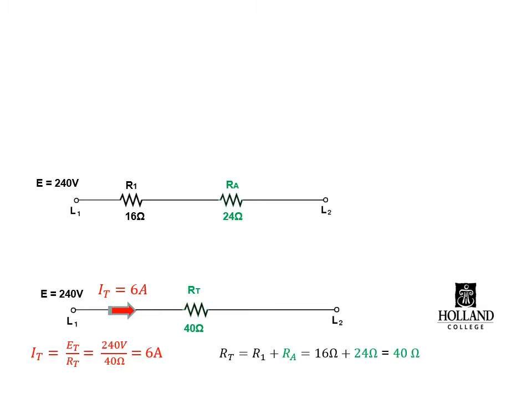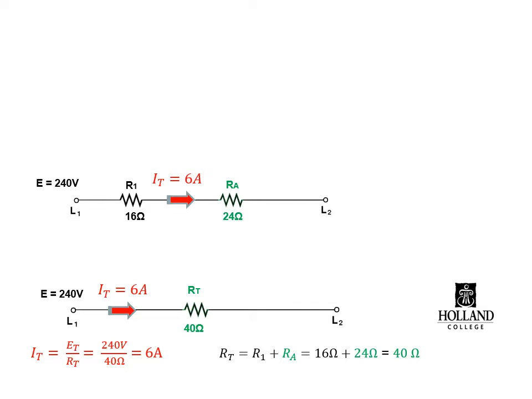So we have two resistors in series. What do we know about series circuits? Well, one thing we know about series circuits is that current is common and resistance adds. And since the resistance adds up to be 40 ohms, the current works out to be 6 amps. And it's 6 amps through both resistors because they're in series. We know they're in series because there's only one current path. When the current comes in on line 1, it is forced to go through both R1 and RA.